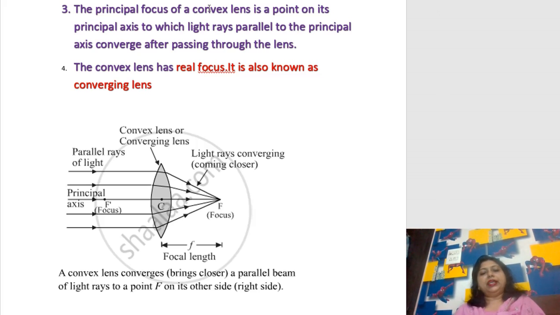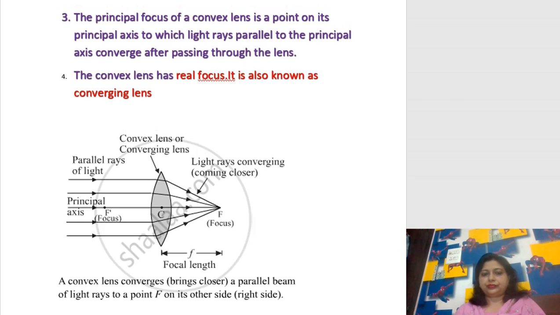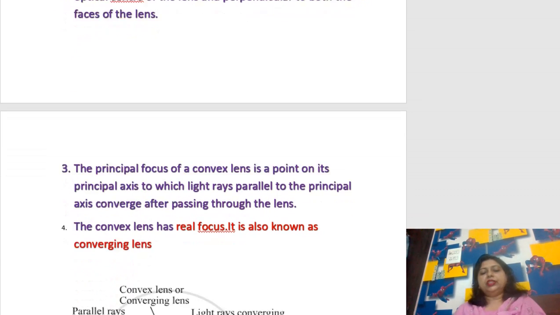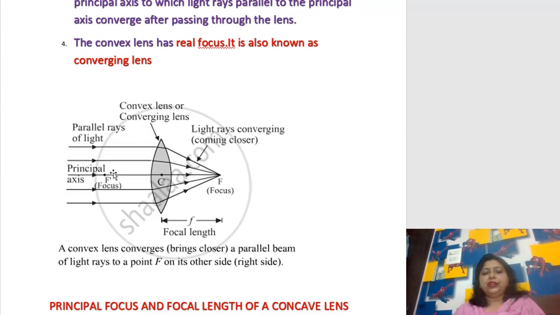Convex lens has a real focus, it is known as a converging lens. Look, the principal focus of a convex lens is a point on its principal axis to which light rays parallel to the principal axis converge after passing through the lens. Here, look, the rays which pass through the lens parallel to the principal axis all converge here. It has a real focus. That's why this lens is also known as a converging lens.